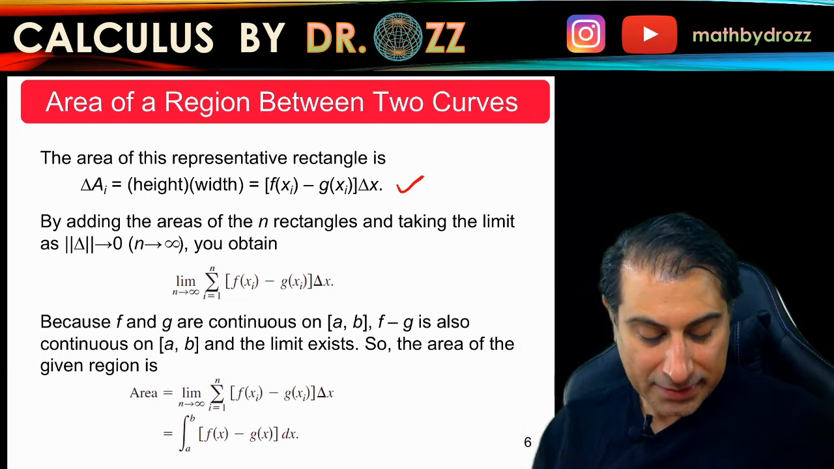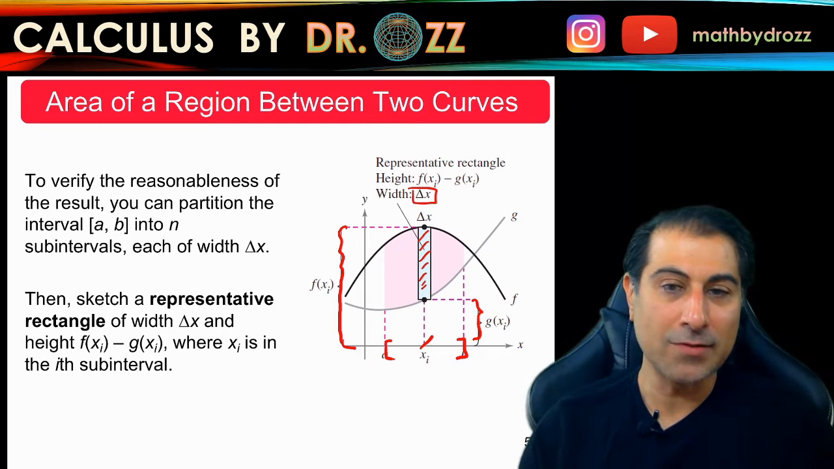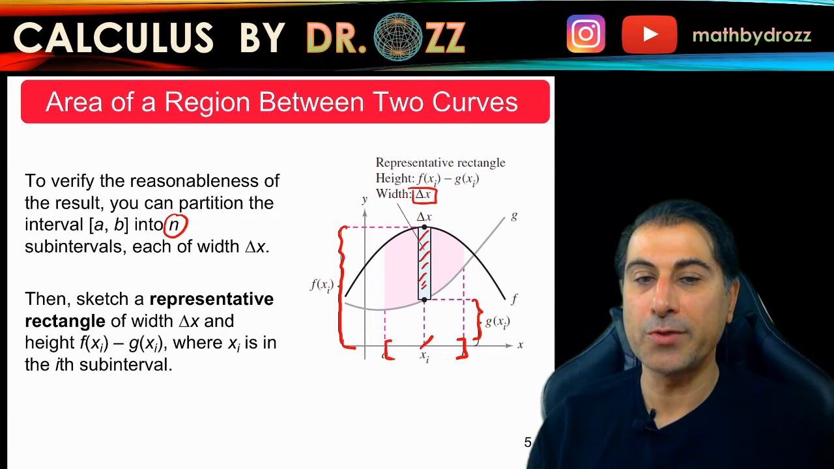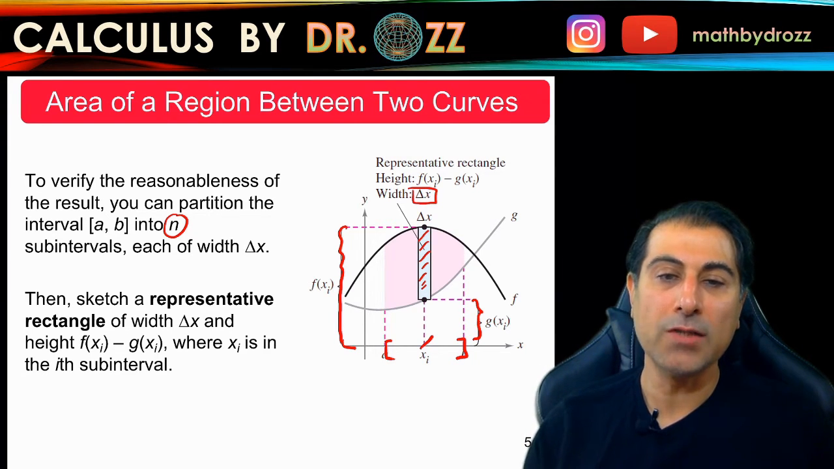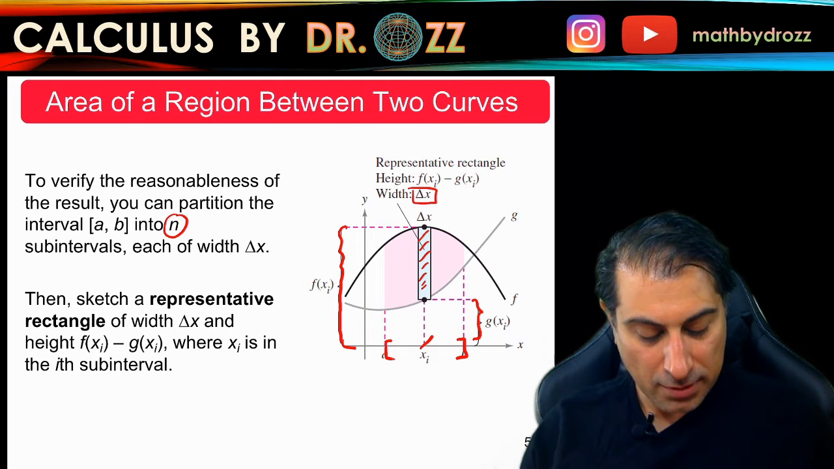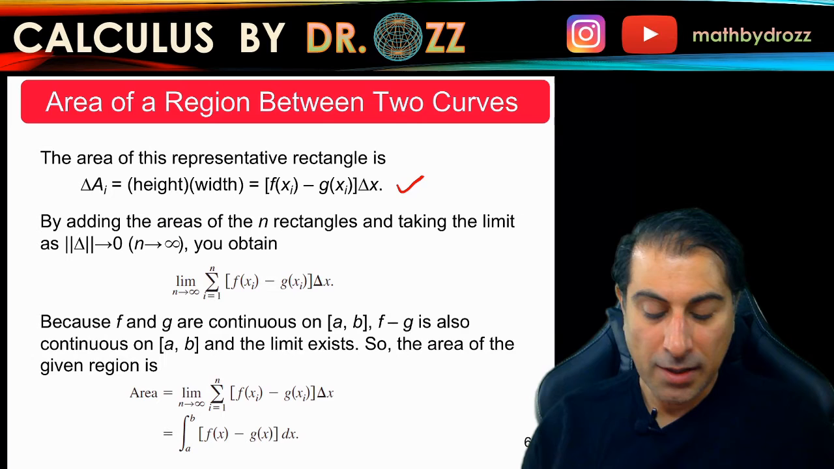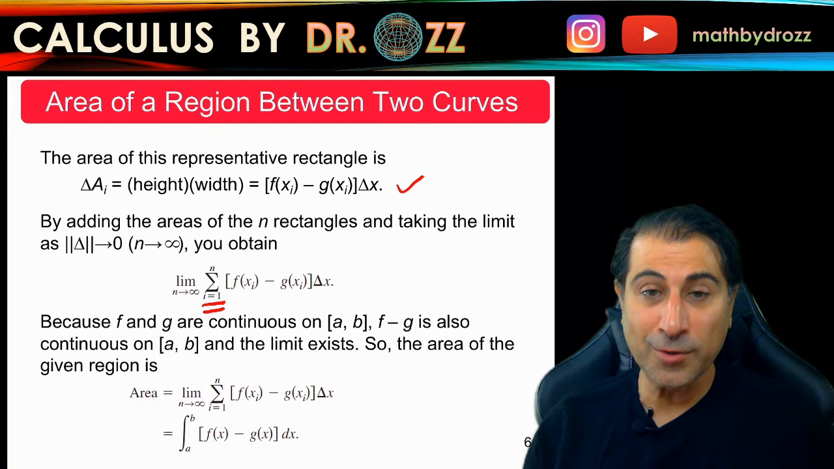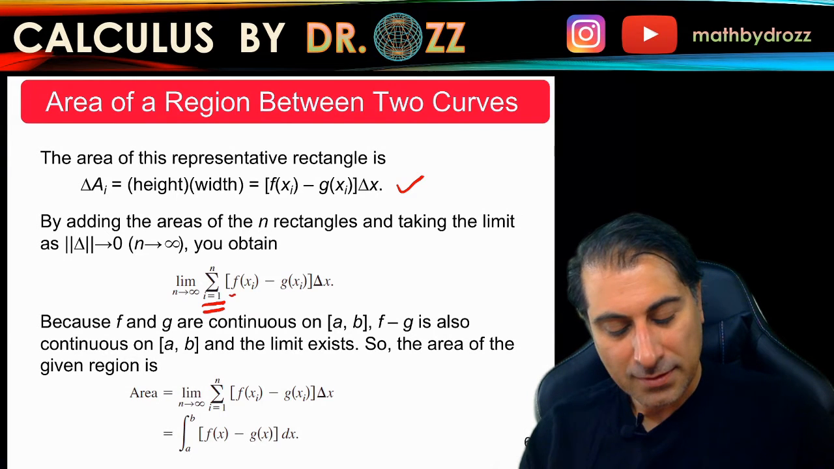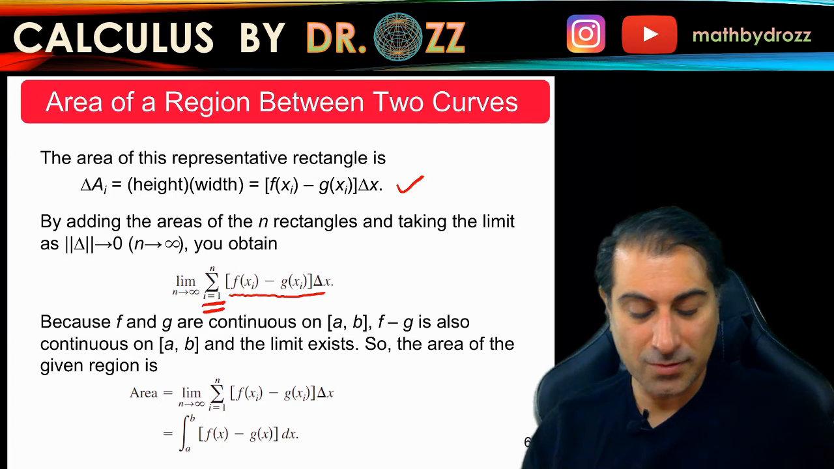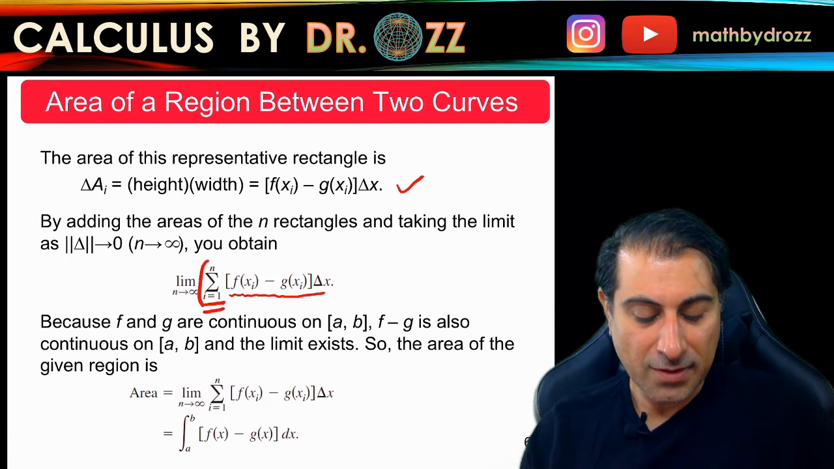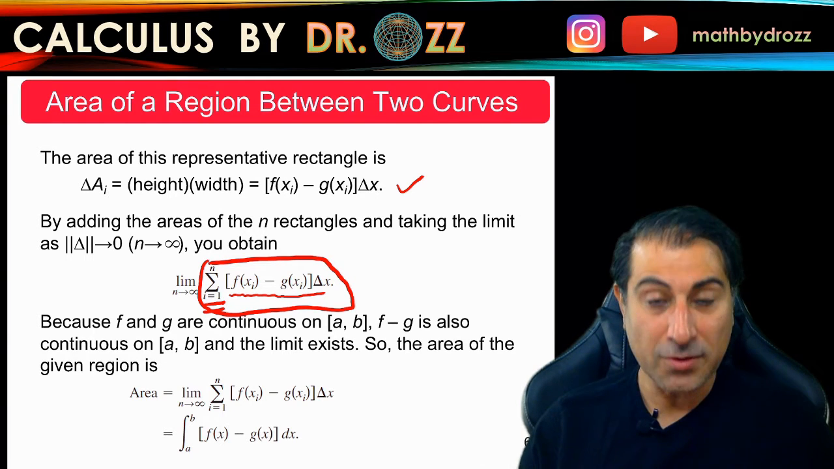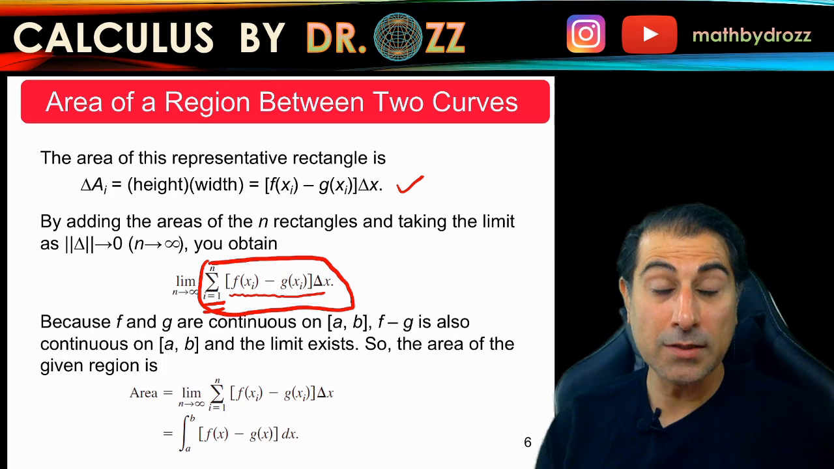But the question is, how many of those rectangles do we have within this region? Well, we split the interval into n subintervals. So for each subinterval, we're going to have one representative rectangle. So in the language of definite integration, you're taking the sum on i, starting from 1 going all the way to n. So this whole sum represents the sum of those representative rectangles after we partition the interval a and b.